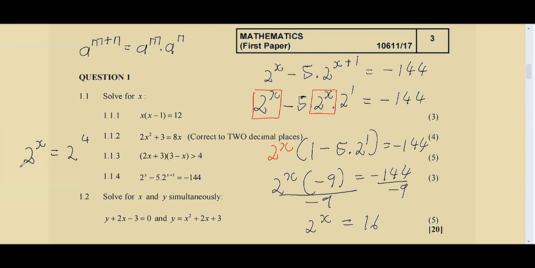Then just like that, we have here the bases are the same. And then the law says if the bases are the same, then what do you need to do? You need to drop down the exponents. So x is equals to 4.